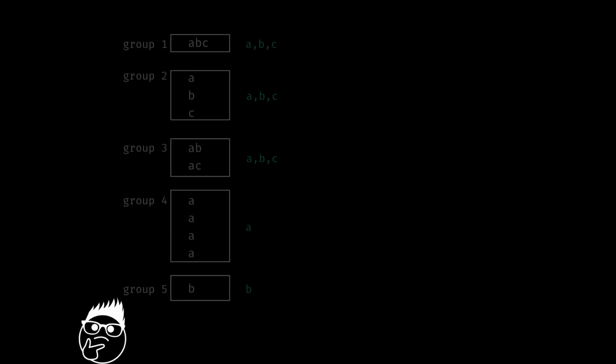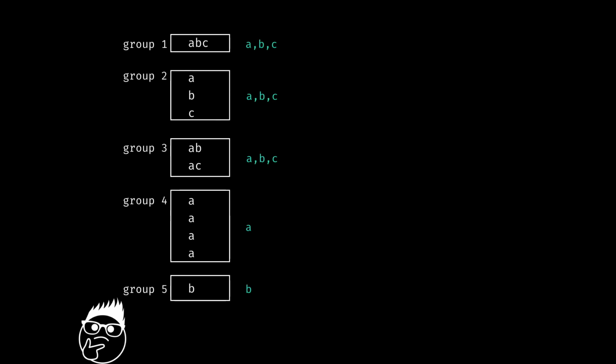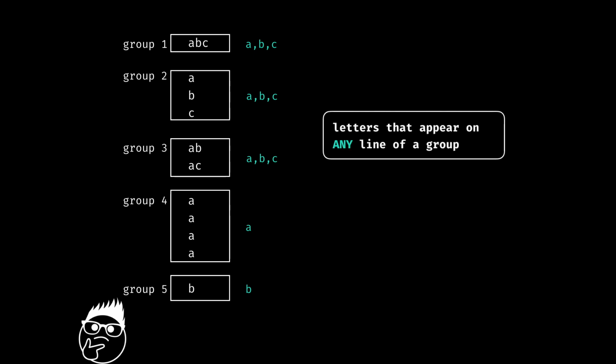All right, let's talk about part 2 now. So here's the diagram we built for part 1, and we're just going to have to adjust it a little bit for part 2. Recall that in part 1, we were basically answering our question for each group. That is, what are the letters that appear on any line of a group?